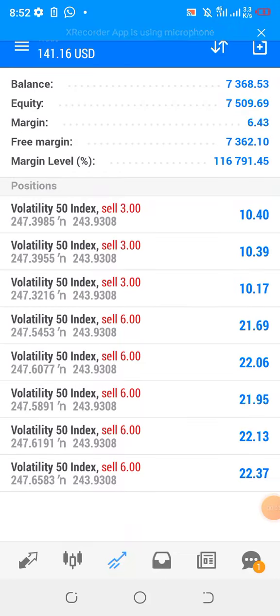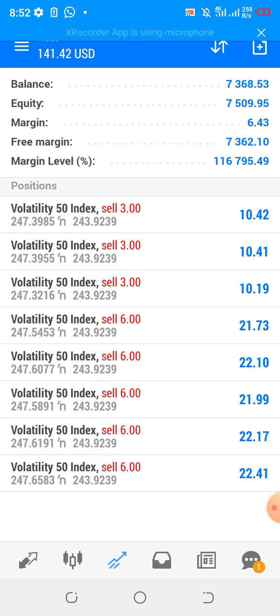OPTIMER FX. As you can see on my screen, I am on Volatility 50 index. I am on sell on Volatility 50 index. On my screen now, you can see my trades are reading. My trades on Volatility 50 index are reading.